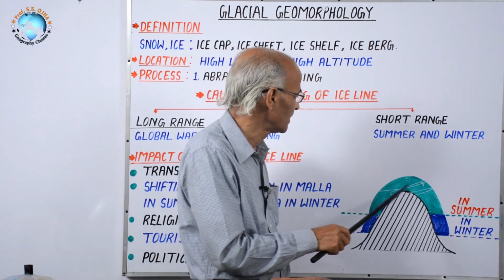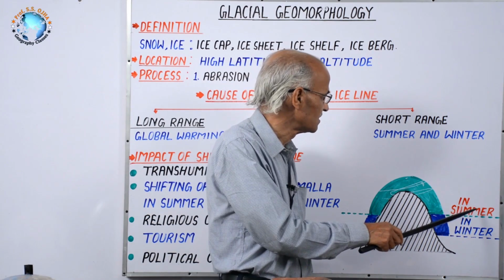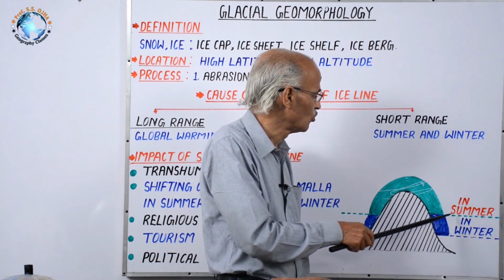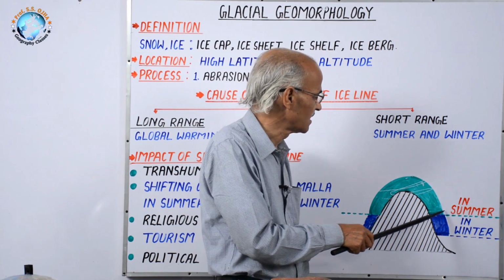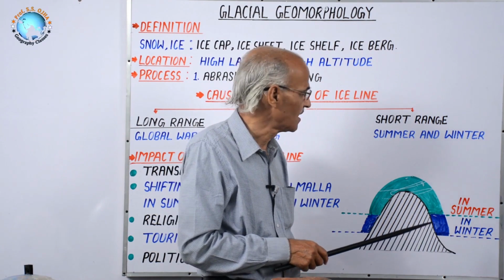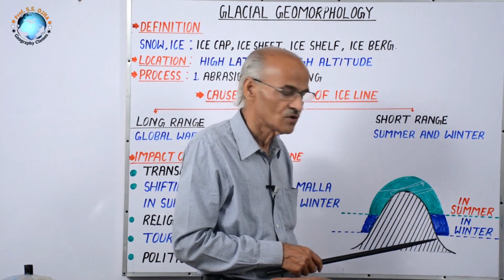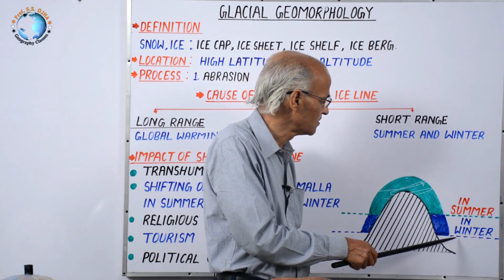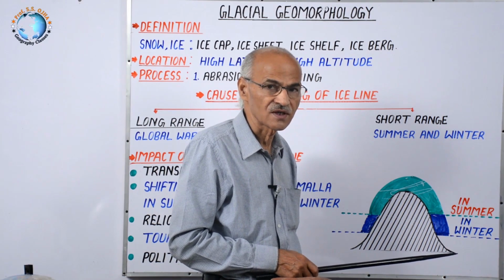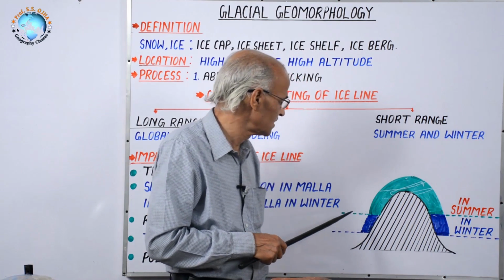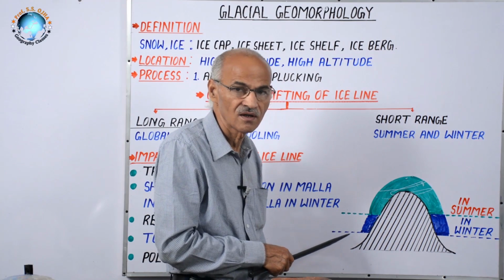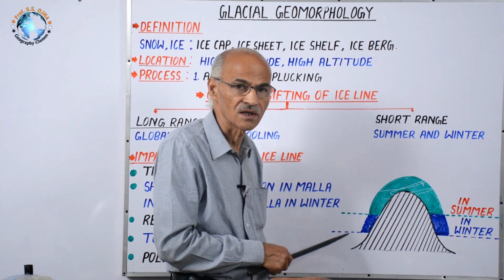Suppose this is a mountain, and during summer season, when it is warm over the mountain, the ice line goes up. So this is the summer ice line. But during winters, when there is a snowfall and the impact of cold, the ice line comes down. This is the winter ice line. Suppose UPSC expects you to write here that summer means June and winter means December. It is very comfortable. You can write here.